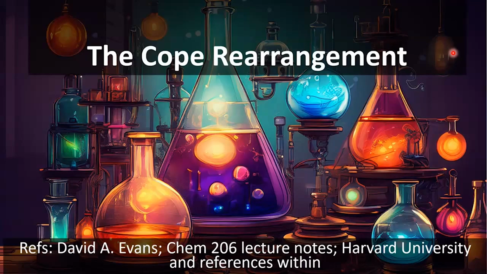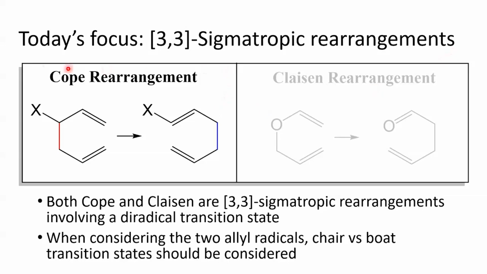Hello and welcome back. Today we're going to be talking about the Cope rearrangement. The Cope rearrangement, shown here, is a kind of 3-3 sigmatropic rearrangement that involves a diradical-like transition state.